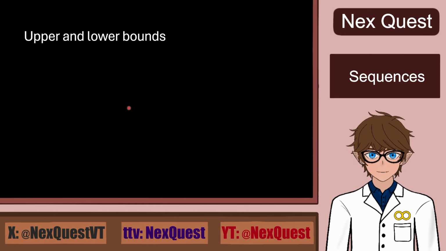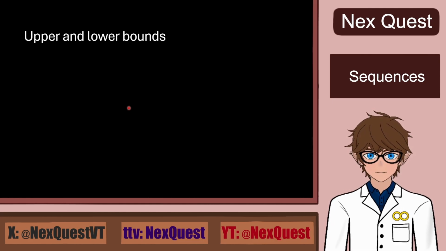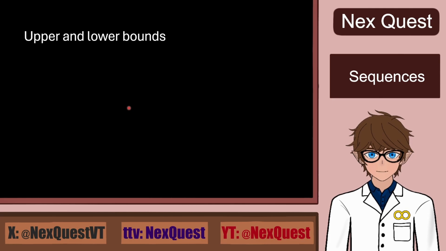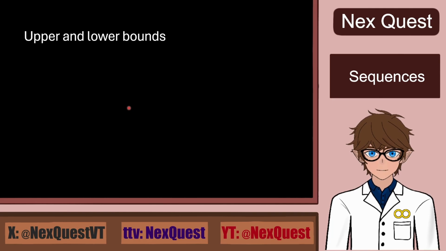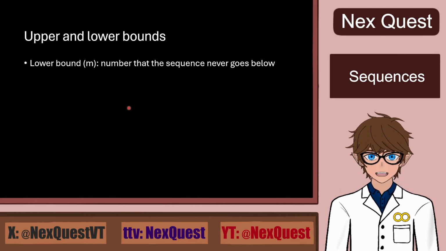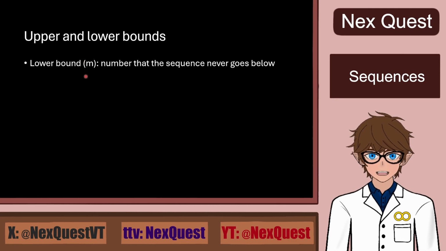Now, next up are the upper and lower bounds, which are quite important later on in the lessons, but now it won't hurt to do a small introduction, as this is the perfect time to do it. So first, let's see why we would even have this. Well, sometimes it's important to know if the sequence stays within a certain range, but first let's see what that even is. So a lower bound, marked with a small m, is the number that the sequence never goes below.